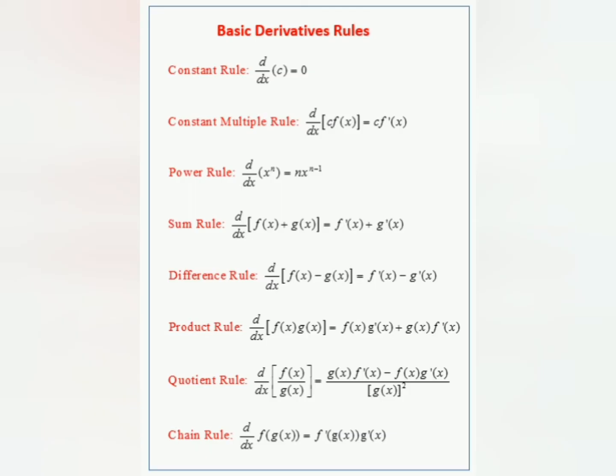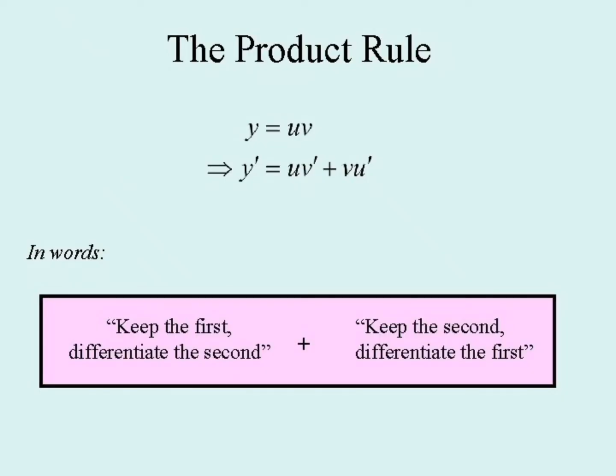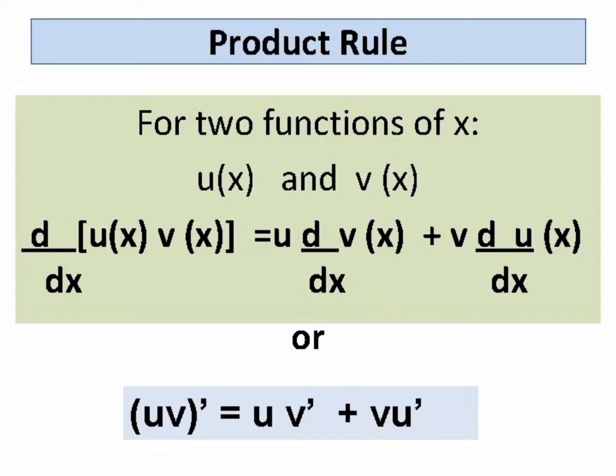Let's look at it. If you are to differentiate two polynomials, say y equals uv, where u and v are the two different polynomials, then keep the first polynomial and differentiate the second, add it to keeping the second and differentiating the first. Let's look at what this means.